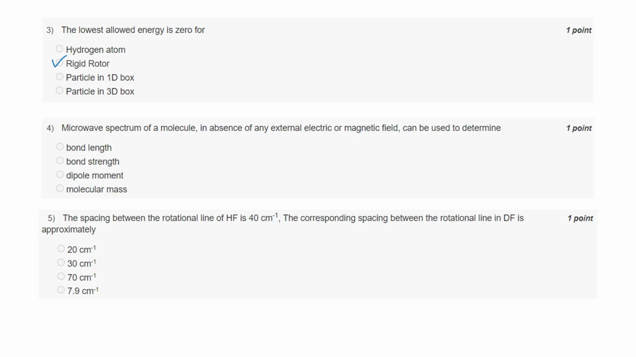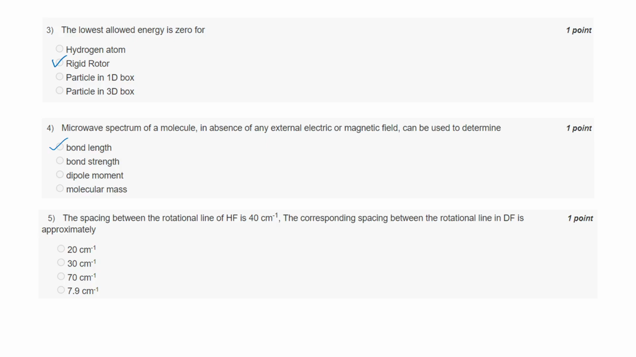Yes, right. Now, the microwave spectrum of a molecule in the absence of any external electric or magnetic field can be used to determine the bond length. And what will happen if there is an external electric or magnetic field? What will happen? Then dipole moment.